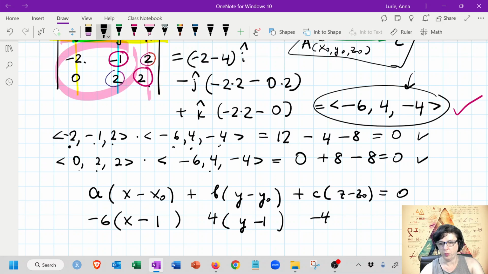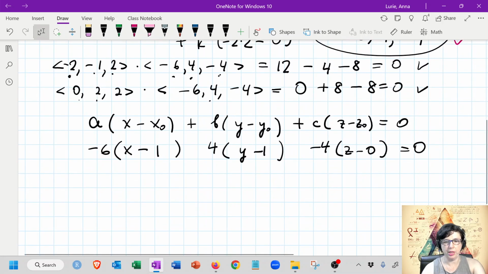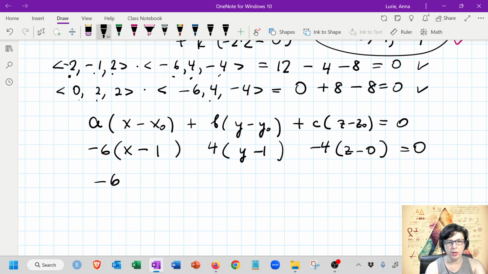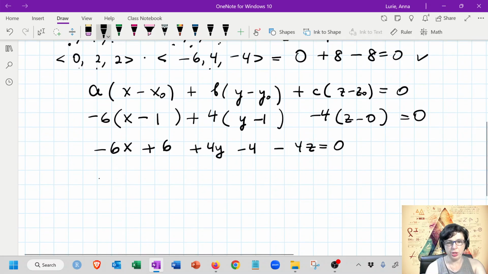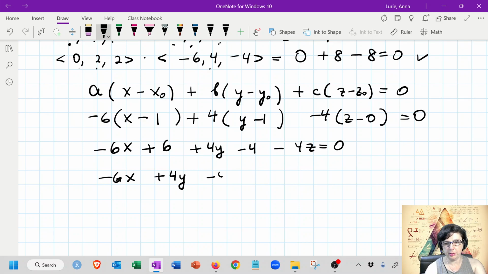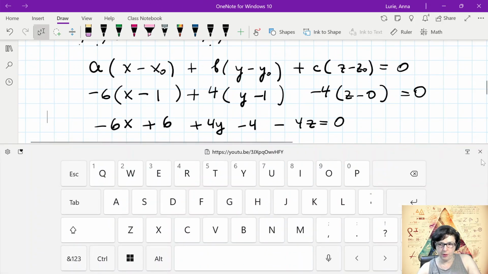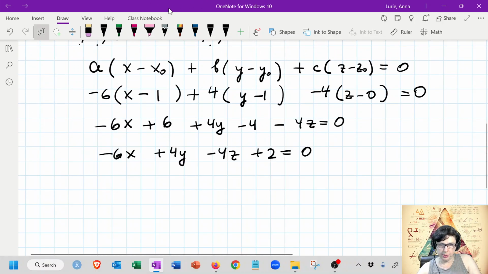So here we got y minus 1. Here we'll get z minus 0 equals 0. Okay, so just some simple algebra. I'll get negative 6x plus 6. And then here plus 4y minus 4. And then minus 4z equals 0. Okay, so just to pretty this up a little bit, I would get something like this. And then 6 minus 4 is 2. So basically that's it. Now, I want to check this with GeoGebra.